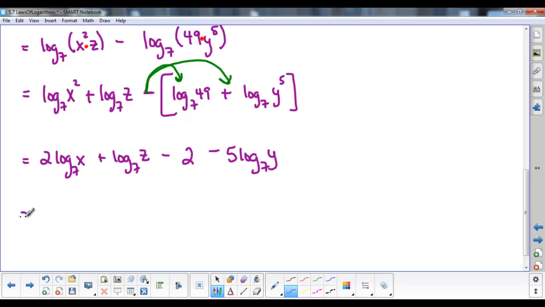Okay, and at this point, there is not a whole lot you can do. If you just want to maybe put it in alphabetical order of the arguments, but other than that, there's not much more to simplify. And that would be it.